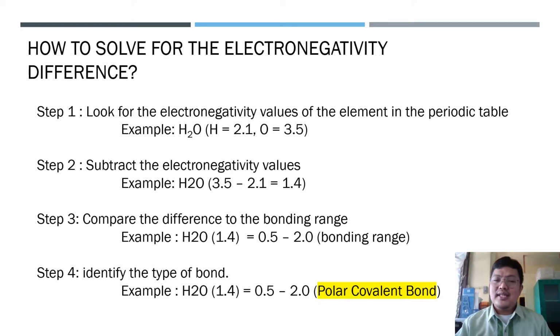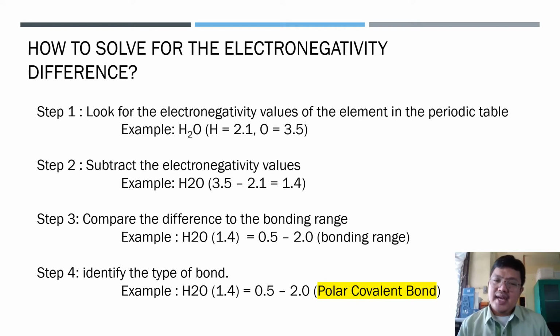Now, step 2 means subtract the electronegativity values. Kahit magbalik-balik ka pa, basta yung value mo, makuha mo kasi we are just after the difference. So, 3.5 minus 2.1, the answer is 1.4. Now, what is this 1.4? This 1.4 is what we call the electronegativity difference. You need that in order for you to go to step number 3.